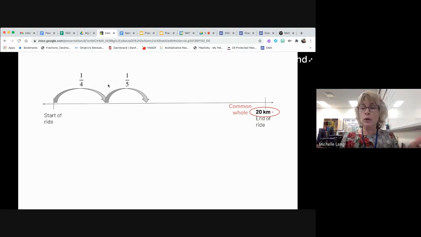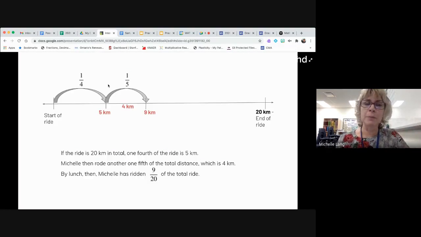So now if I know the whole distance is 20, I just have to think about, okay, well, what is 1/4 of the distance then? And that goes on the bottom of my number line. So I know 1/4 of the distance is 5 kilometers. Then I'm going to go another 4 kilometers because that's 1/5 of the distance. So that by lunch, I have traveled 9 kilometers, which is 9/20ths of the total ride. So the whole idea with the double number line is that we've got the fractions on one side and the common whole, the whole numbers, on the other side, or bottom of the number line.